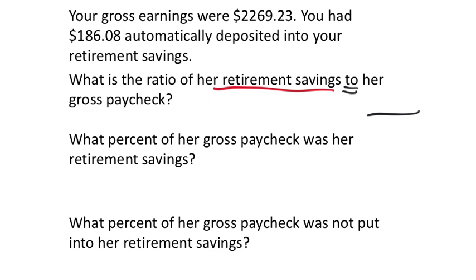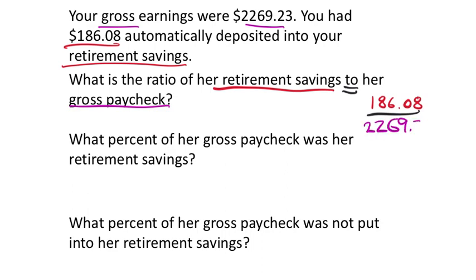Okay, so retirement savings, it appears to be that $186.08. That's your retirement savings. So that's going to be our numerator in this case, $186.08. You can label that, but it's not necessary that you do. Then, that is retirement savings to the gross paycheck. And it says gross earnings, but paycheck as well. $2,269.23. So that would be the second part of the ratio, $2,269.23.